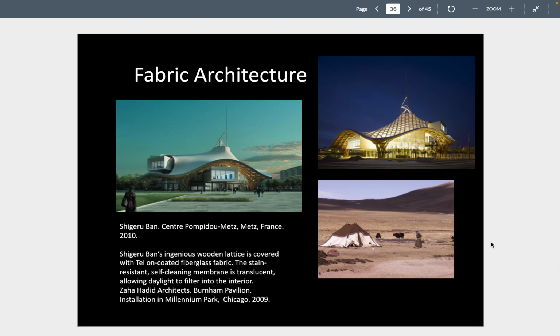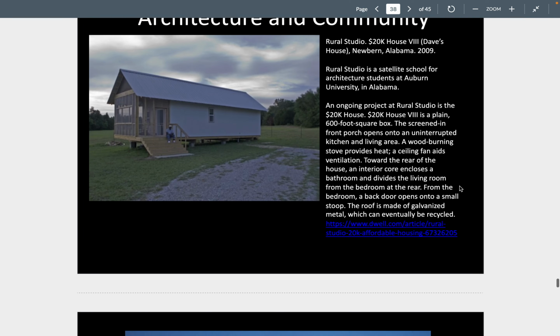You also find various architecture using older techniques like fabric, like tents. Here from Shigeru Ban, we are looking at a building made out of wood and fabric that at night illuminates itself.